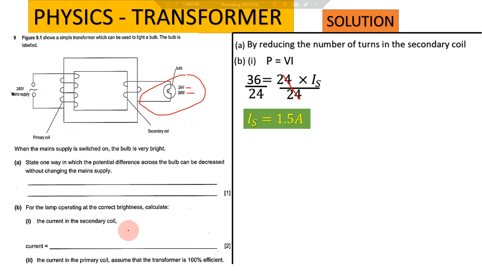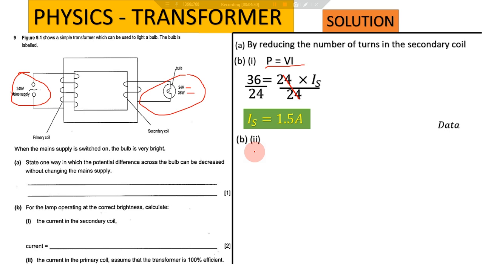We go to question 2. For the lamp operating at the correct brightness, calculate the current in the primary coil. Assume that the transformer is 100% efficient. Looking at the primary coil here, we have not been given power. We only have voltage, meaning it is not possible for us to use the formula we have used on the previous part. So which formula are we going to use? We are going to use the formula for those ratios. Let us just collect our data and then you see the formula we're going to use.